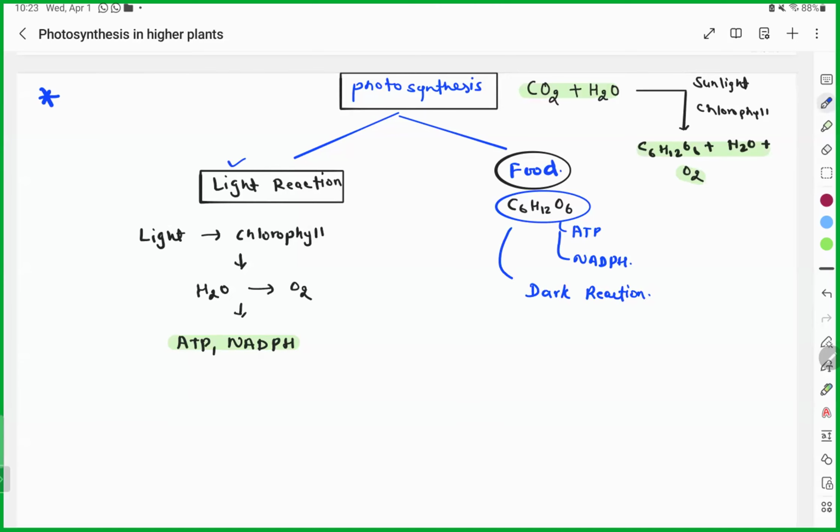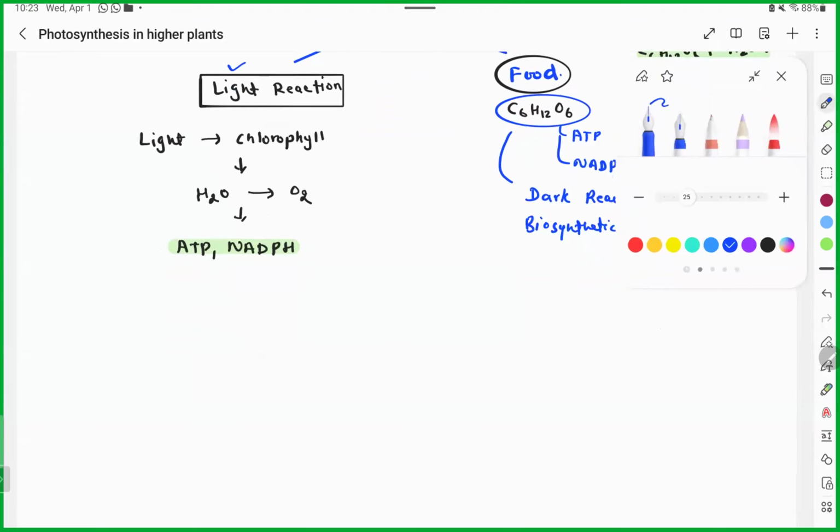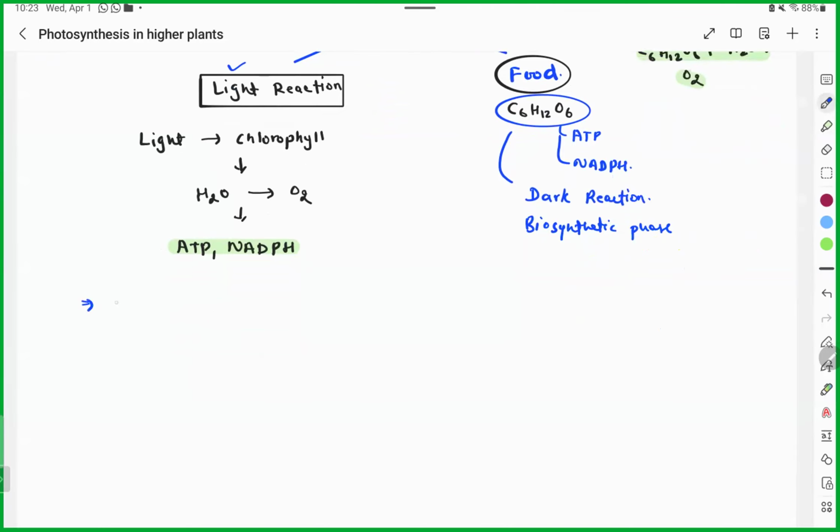Biosynthetic phase. Right. Why? Because actually there is a synthesis of an important part, the biosynthetic phase. In this light reaction, multiple things happen. First, there will be electron transportation: how electrons are transported in case of plants. And second, due to the electron transportation, how ATP and NADPH are produced.